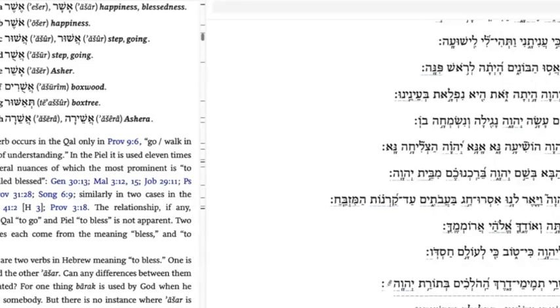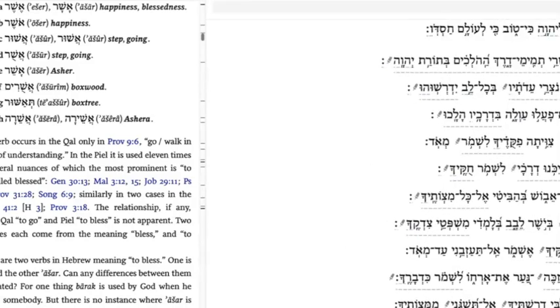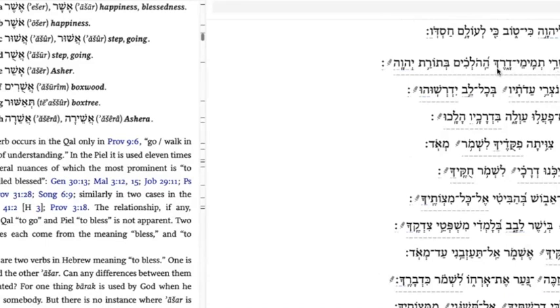And so with a little practice and learning what these vowel points are, probably about a week or so, you'd be able to read this out loud. You might not know what it means, but you could pronounce it.